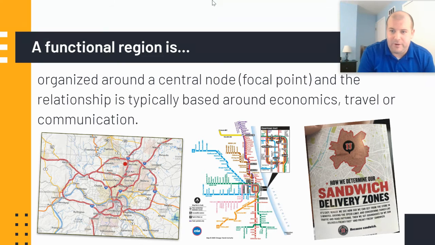The last example here in the bottom right would be the delivery area for a particular Jimmy John's. Now, delivery areas form functional regions, with the central node being the restaurant, and then the hinterland or delivery area being the rest of the region. Okay, if I live outside the delivery area of this Jimmy John's, I better find a different place for my sandwich, or I'm going to be hungry.